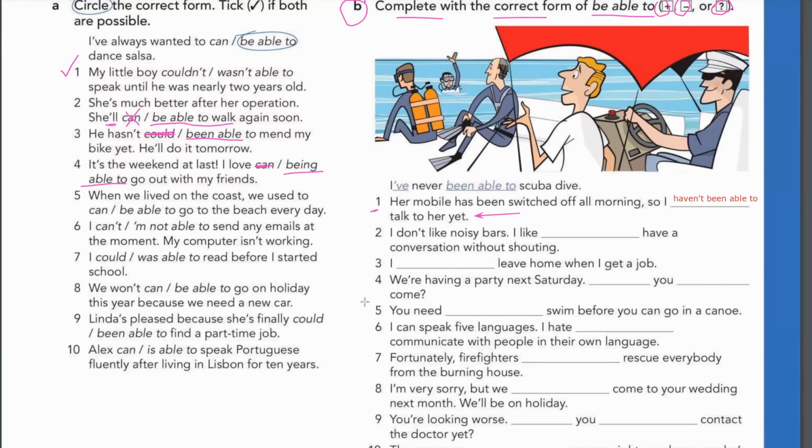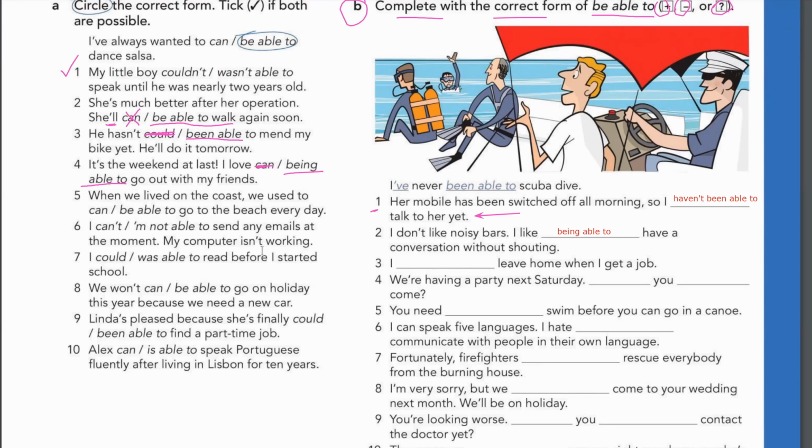Because of this word. Number 2, I don't like noisy bars. I like, so after like, we use here gerund. So I like being able to have a conversation without shouting.